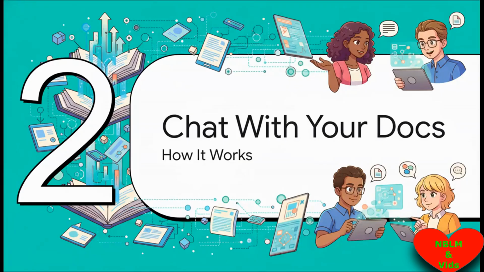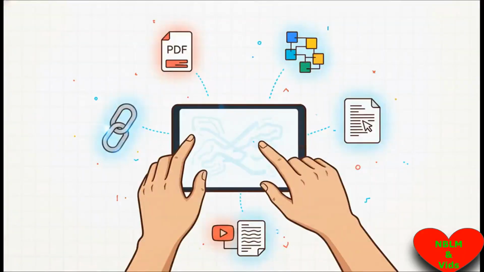Okay, so how does this actually work? Let's get into the nuts and bolts. So you start by creating what's called a notebook. And into this notebook, you can throw all kinds of sources. We're talking PDFs, Google Docs, links to websites, even just text you've copied. Oh, and here's a really cool tip. You can't just drop a YouTube link in there, but you can grab the video's transcript, copy and paste that right into your notebook, and boom, it's part of your research.